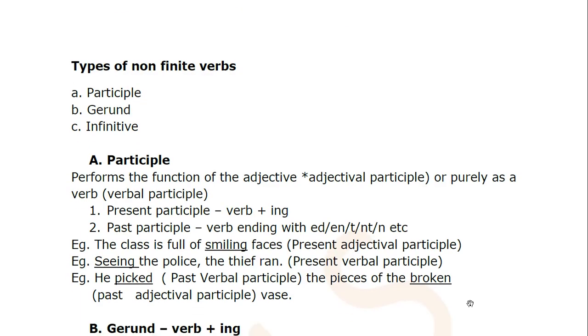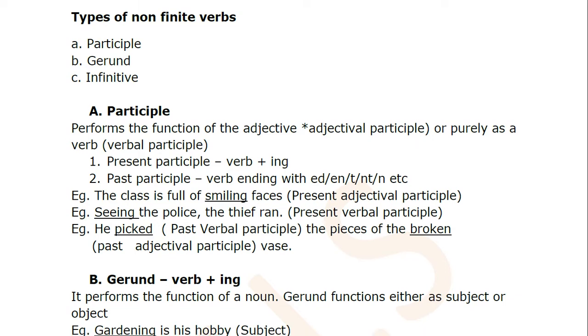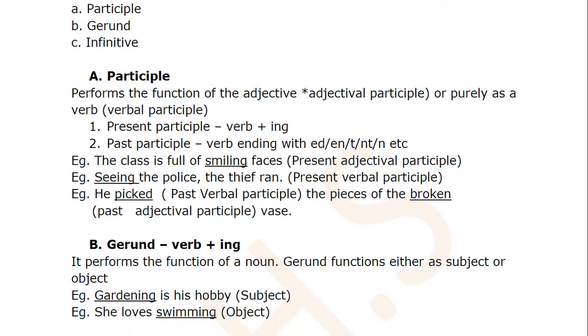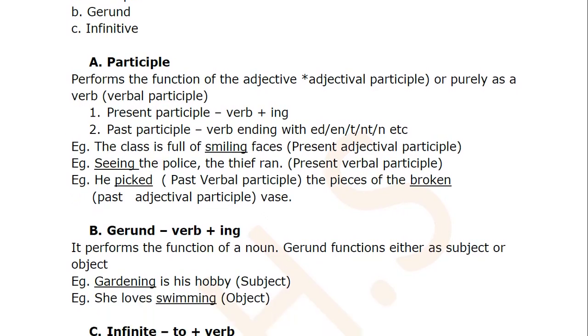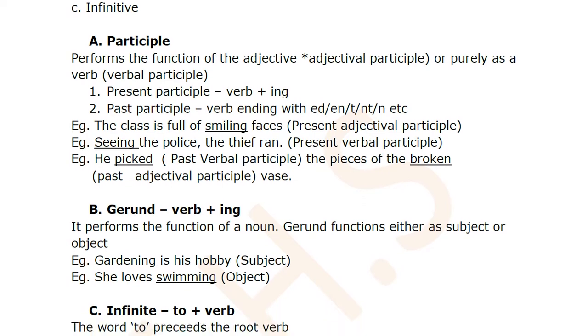Now moving on to the next. Types of non-finite verbs. Now this is the actual part of the lesson. Okay. So first you have participle, gerund, infinitive. Let's see what a participle is. If you don't listen properly, you are going to get confused. So please pay attention because some of them are quite common.